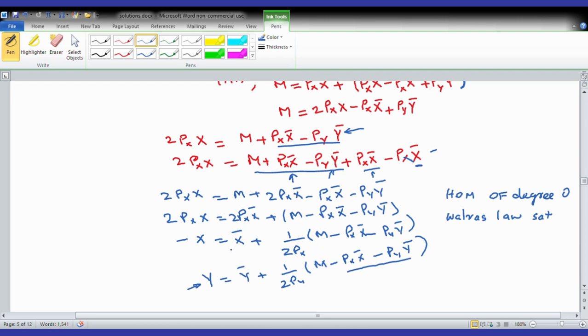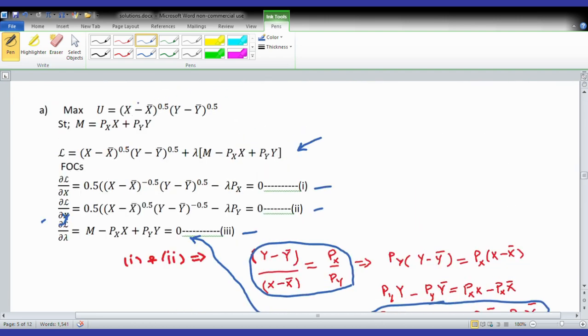And remember that if we did not have this survival constraint or subsistence level of x bar and y bar, so that x bar would have been equal to 0 and y bar would have been equal to 0, then this utility function actually would have become u equal to x raised to power 0.5, y raised to power 0.5, which was like the Cobb-Douglas utility function, and then you will be having Marshallian demand function for x equal to m divided by 2 of px.